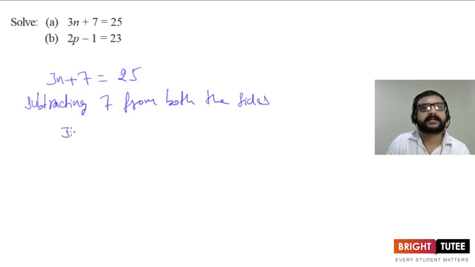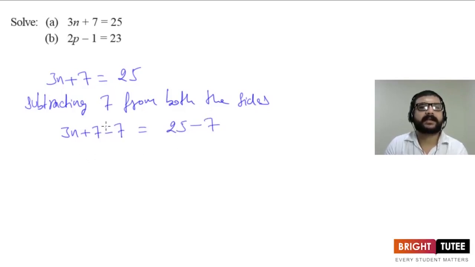This will give us 3n plus 7 minus 7 is equal to 25 minus 7. Now plus 7 and minus 7 will be cancelled out. Now we are left with 3n is equal to 25 minus 7, which is 18. Are we done? No. We still don't have the value of n.